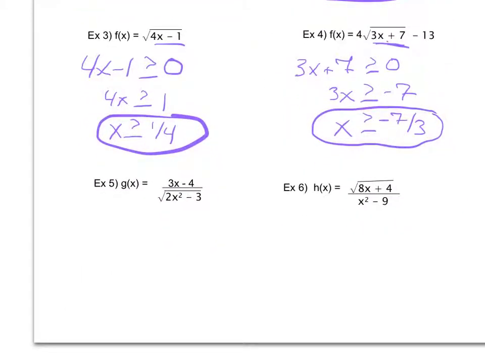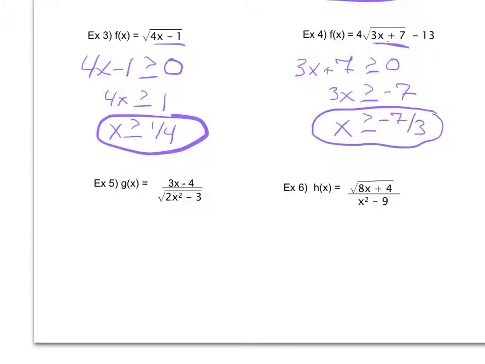On example 5, notice my radicals under the denominator. Well, before I talk more about example 5, I want to point out that on all these, I could be greater than or equal to 0. Because it's okay to have 0 under a radical, just not negatives. So when I look at example 5, my first instinct is to say, hey, I just have to make sure that 2x squared minus 3 is greater than 0. Or, excuse me, greater than or equal to 0.